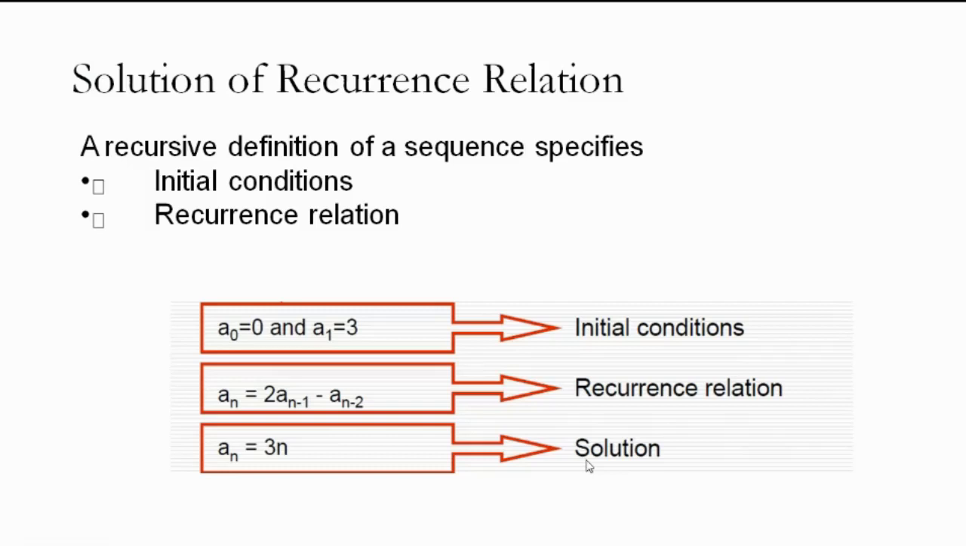So, initial condition and recurrence relation. Here the initial condition is A0 is equal to 0 and A1 is equal to 3. If you look at the Fibonacci series, the initial condition will be there: F0 is equal to 0, F1 is equal to 1. Then 0 plus 1 is 1.